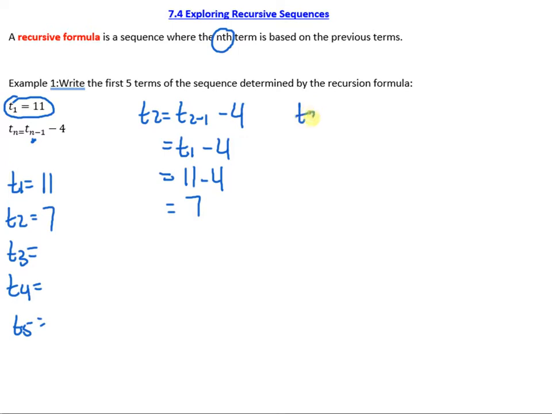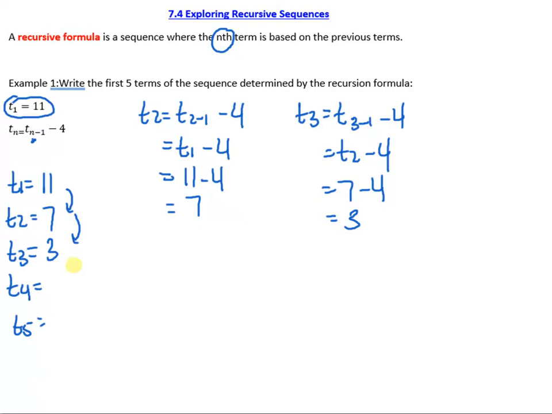Okay, and then we plug in the 7 here. So when we plug in T3, what we're going to get is T(3-1). So T3 is going to be based on T2, the result that we got from T2. So we're going to do 7 minus 4, and we're going to come up with 3. And if you can see this already, this is an arithmetic sequence because it's going down by 4 every single time. It's taking the previous term and then subtracting 4.